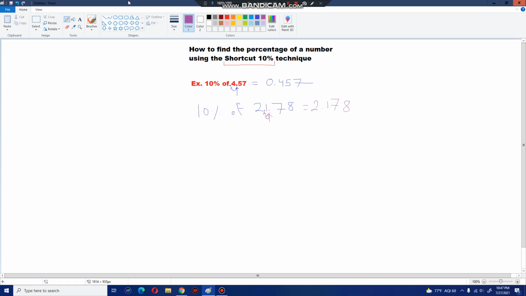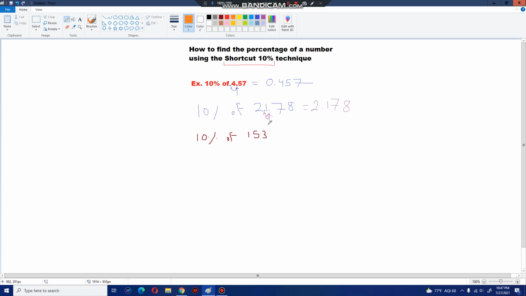Let me show you one more example. Increase the size of my font here. Let us find out what is 10% of, let's do 153. Okay, 10% of 153. Now notice that there's no decimal over here. 153 is on its own. So the first thing you're going to have to do is make 153 into a decimal.